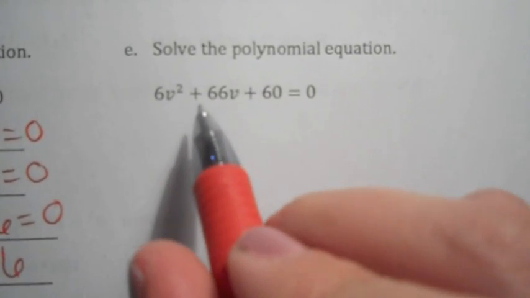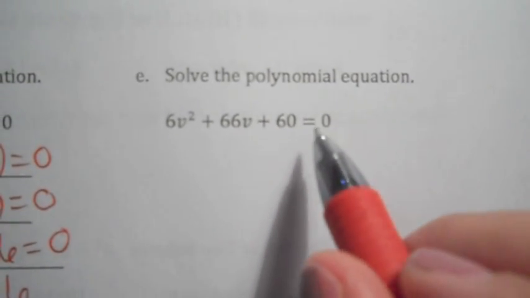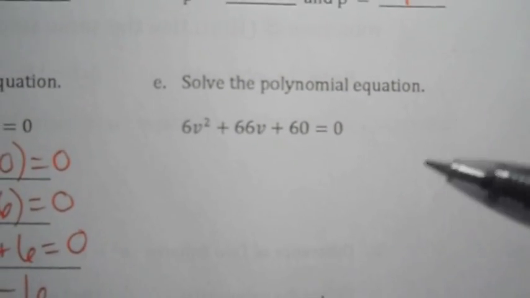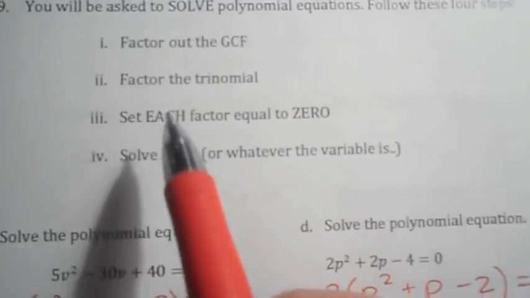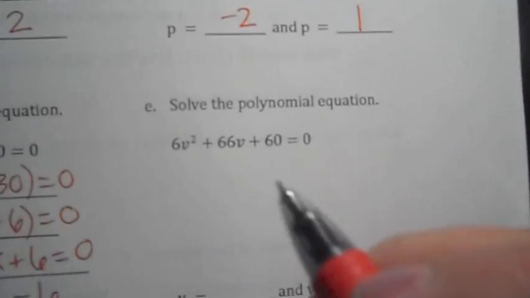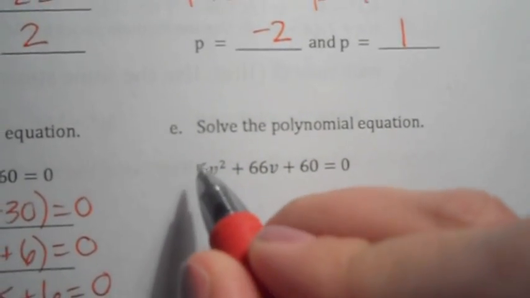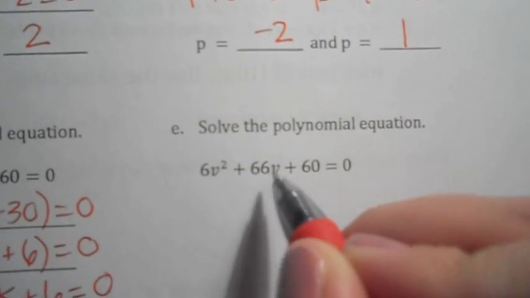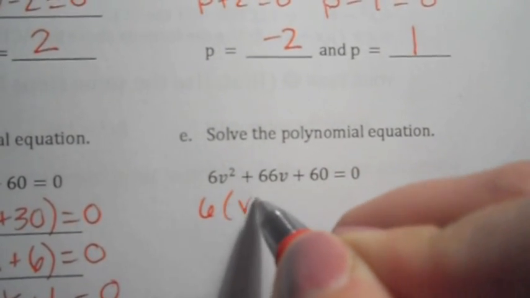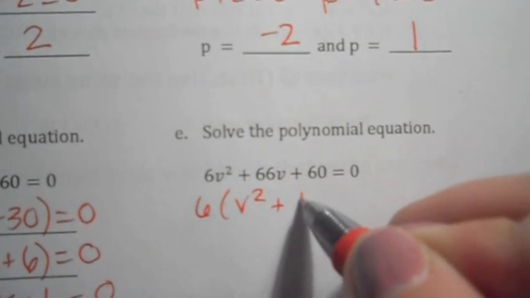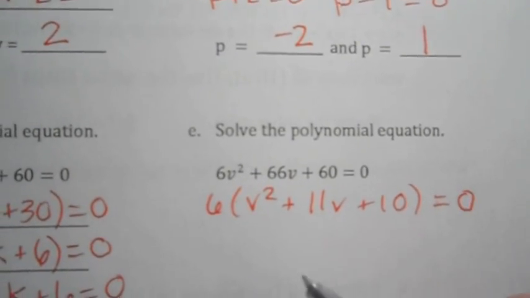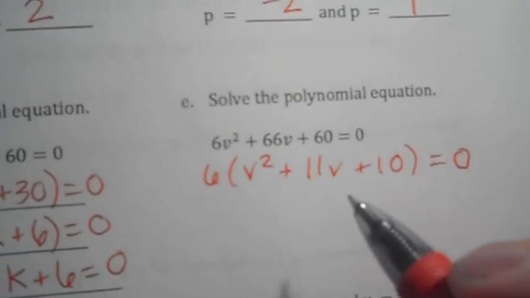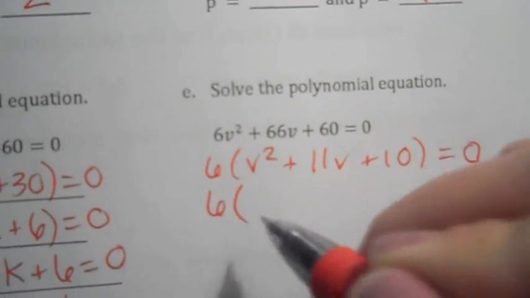We have 6v squared plus 66v plus 60 equals 0, and we're solving the polynomial equation. So finding those v values. Your first step is always factor out the GCF. Well, 6 seems to be a common factor here. Let's divide everything by 6. Okay, now that we have this trinomial, we are told to factor the trinomial. So 6 will stay where it is.